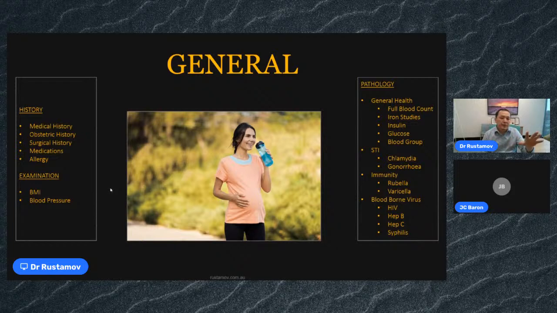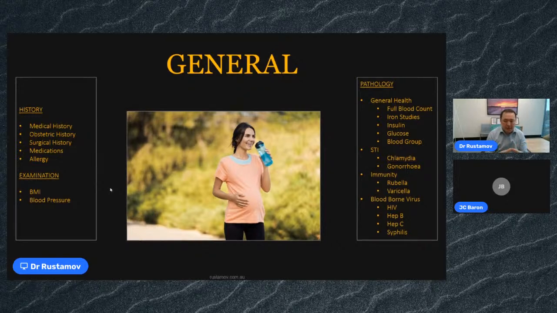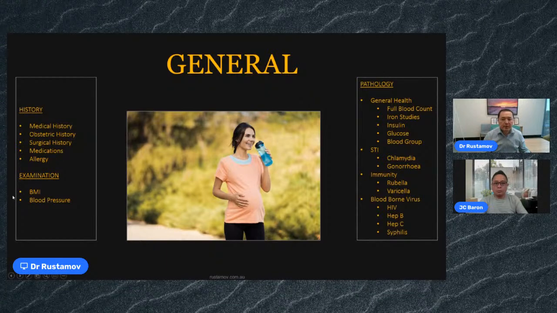Then in addition to that, we do a general workup. The objective of this general workup is to establish that the couple, especially the female patient, is healthy and in optimal health to start fertility treatment and pregnancy. Again, we take full medical history, surgical history, check body mass index and blood pressure, and run a number of tests to check their overall well-being, and then also check their immunity to rubella and varicella to ensure that there's no risk for the developing fetus.